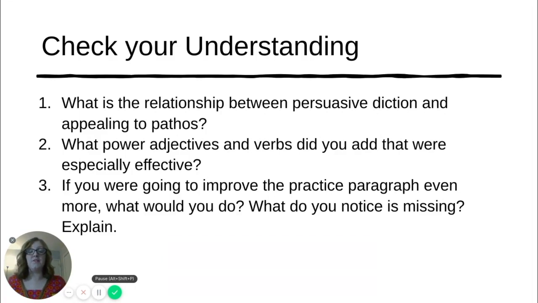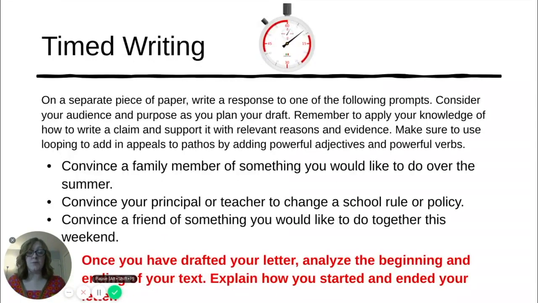Question number 3. If you were going to improve the practice paragraph even more, what would you do? What do you notice is missing? Explain. Answers will vary here, but you could add information regarding the location of different rafting businesses in Colorado, and you could also add more detailed accounts from the friend who visited just last year. Make sure to pause here and gather all information for the check understanding questions. At this time, you will not complete the activity for revising for persuasive diction. You do not have that assignment.